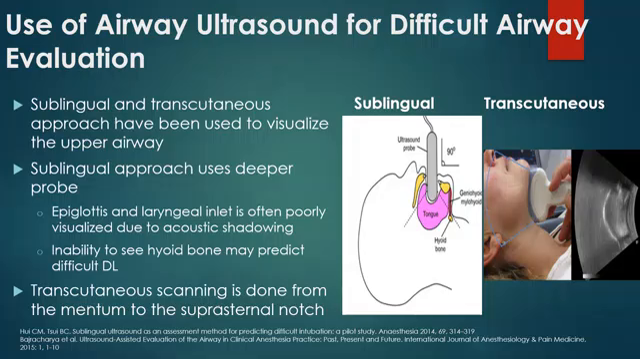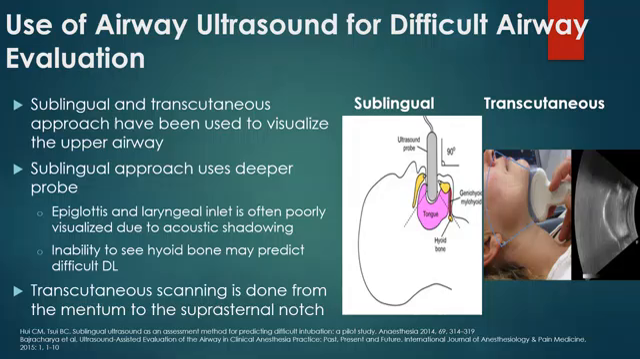Hugh and Sue have done some work with sublingual transducers, and I'm not sure what transducers they used. Obviously, it's a special transducer to go into the oropharynx, but the sublingual approach uses a deeper probe, a little bit more depth than the typical linear probe. The epiglottis and laryngeal inlet are often poorly visualized due to acoustic shadowing. It's kind of tough to see the hyoid bone, but that would be a very good predictor of DL, going from submental to hyoid bone.